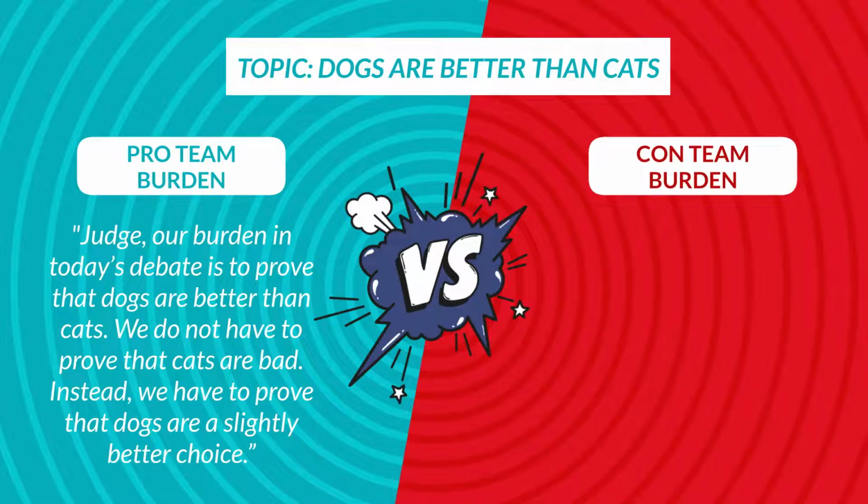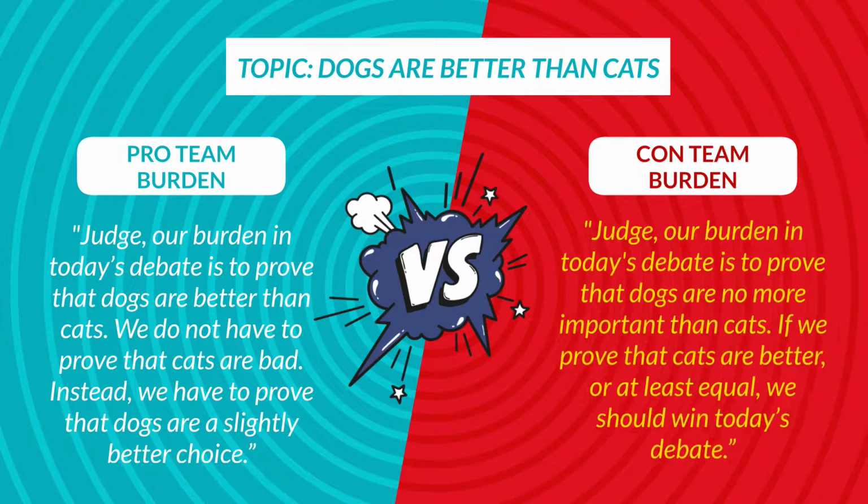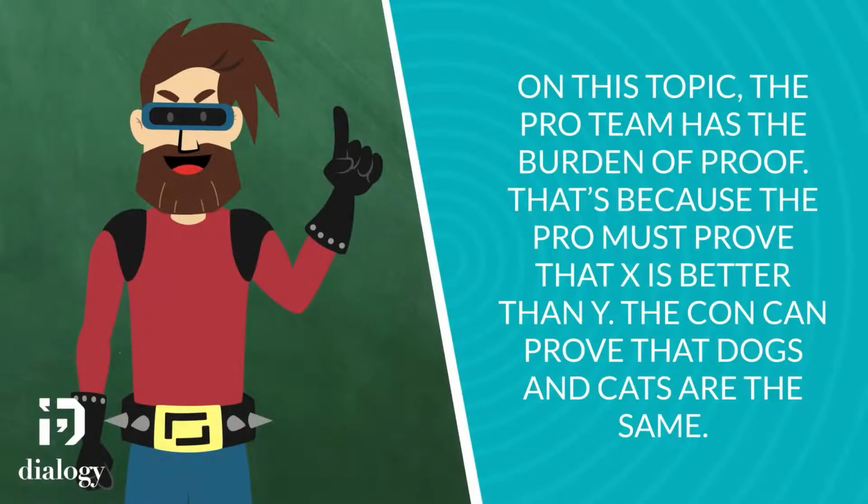The con team, however, has a different burden. That's because the con team could argue cats are better than dogs, or they could argue that cats and dogs are equal. A good con team might say, Judge, our burden in today's debate is to prove that dogs are no more important than cats. If we prove that cats are better, or at least equal, we should win today's debate. On this topic, the pro team has the burden of proof. That's because the pro must prove that X is better than Y. The con can prove that dogs and cats are the same.